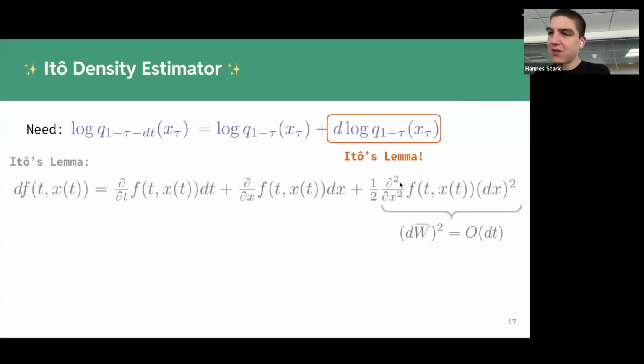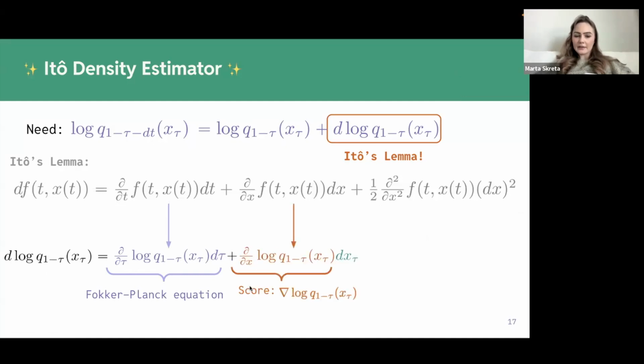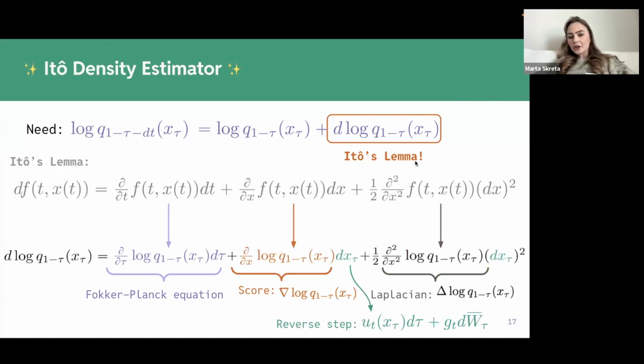From there, we can get each one. The first one we can get with the reverse time Fokker-Planck equation, which I'll explain a little bit more on the next slide. The second term becomes our score times our change in x, which we get from our reverse step SDE. And then the third term becomes the divergence of the score times the reverse step of our SDE squared. So this divergence term is pretty nasty, but I'll show you in a second where we can get rid of it.